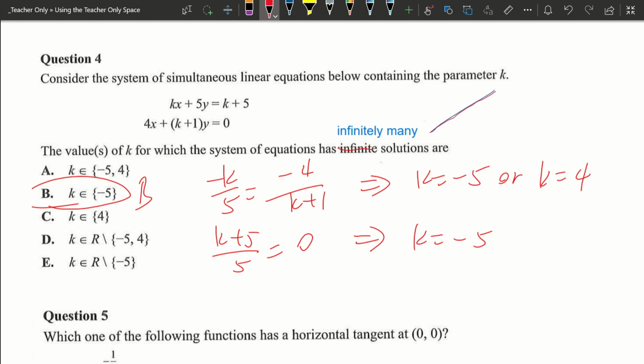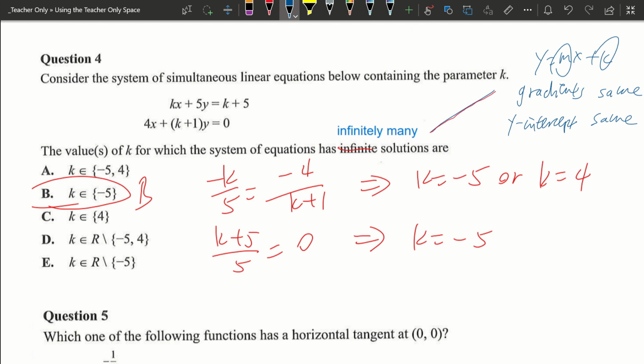Right? Infinitely many solutions. You want the two lines that look different in the equations to actually be the same line, which means you need the gradients to be the same, and you need the y-intercept to be the same. You need everything in the equation to be the same, like in this format, mx plus c. So m is the gradient, you want that to be the same, and c is the y-intercept, you want that to be the same between the two equations.